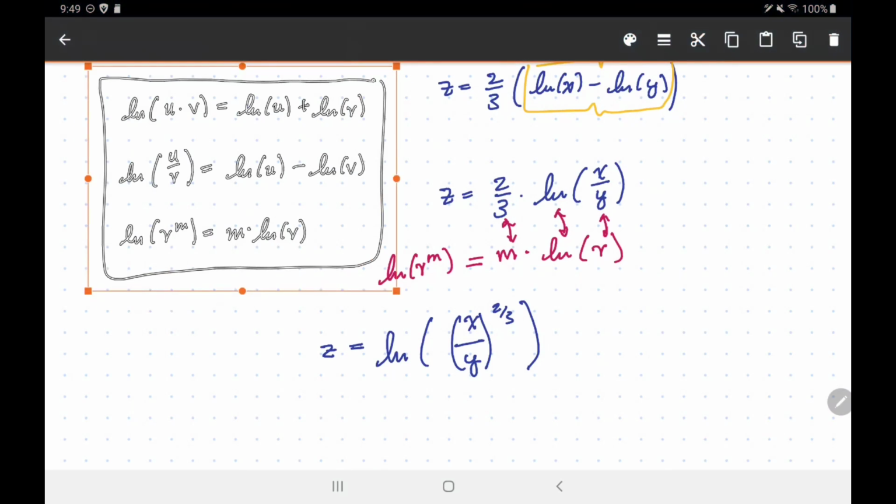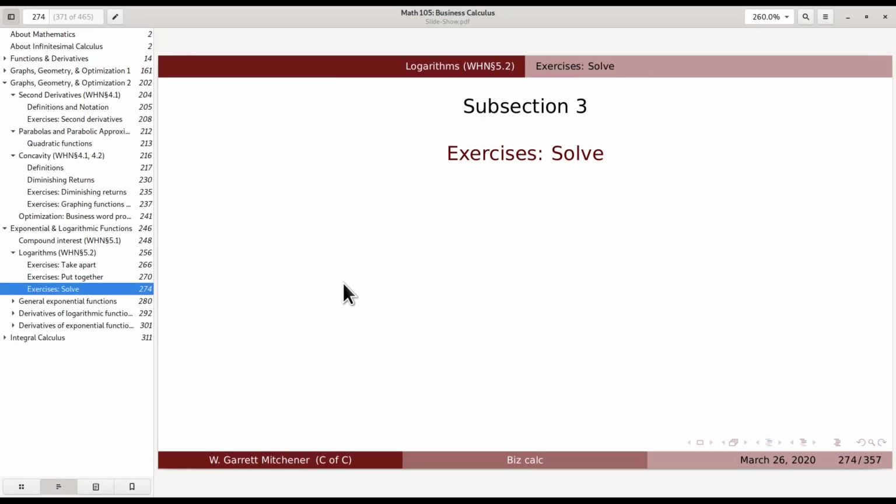Okay. Now, that's it for my putting together examples. I'm going to stop here and start another video, but part of why we're doing these take apart and put together exercises is that we're about to start solving equations involving logarithms and exponential functions. And in order to do that, we'll use a combination of taking apart techniques and putting together techniques.